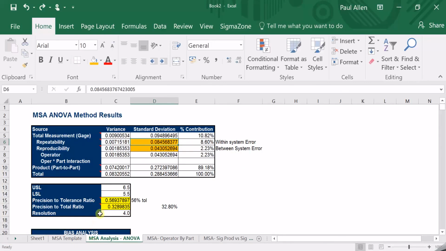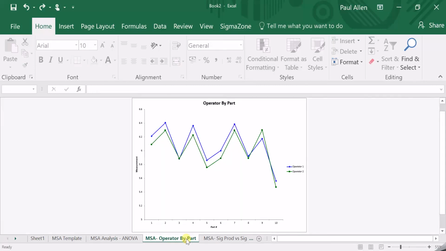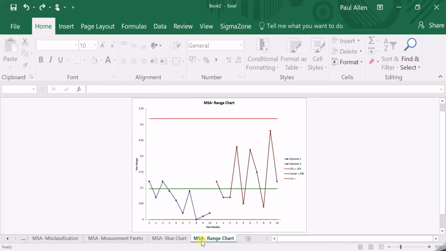There it is. I use the yellow field numbers to tell me, is my measurement system any good? I use the orange field numbers to help tell me where is my problem. And then I use the first graph and the last graph to make my decisions. Is my measurement system any good? Where's my problem? What am I going to do about it? And that is MSA using SPC XL.